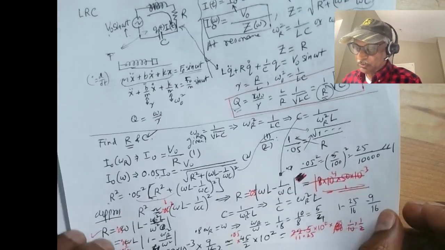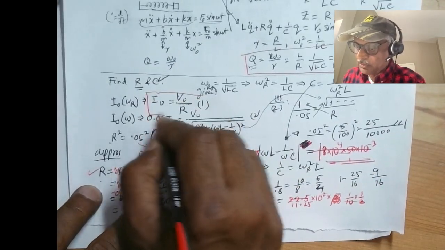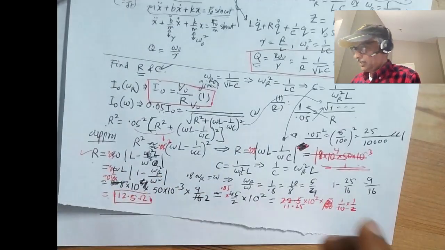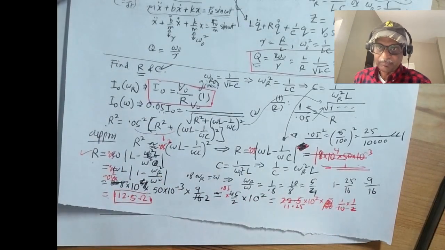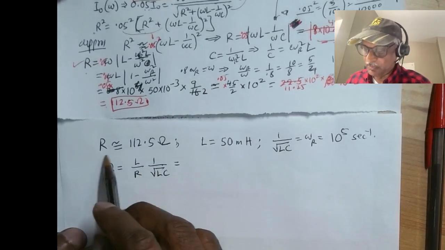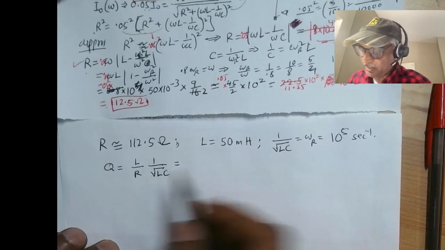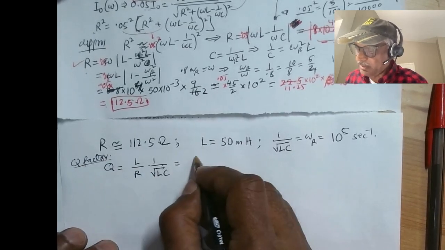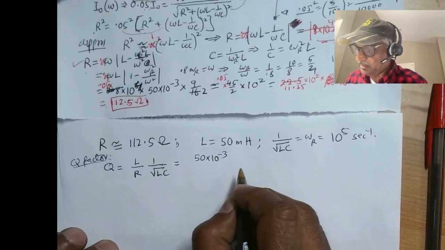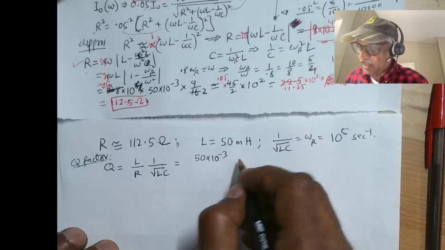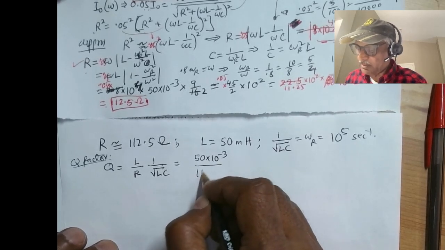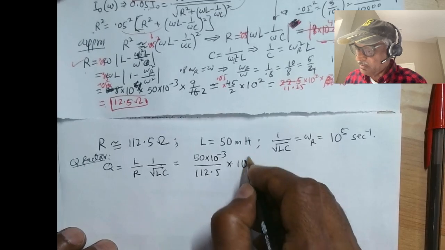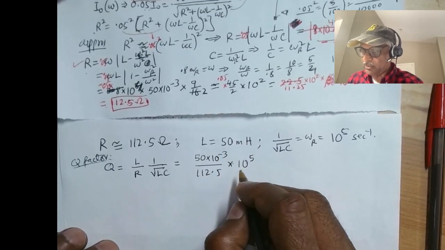and also to find I0. So we have all these tools now. Let me go and get another piece of paper. Okay, so just to recap, we got this. I'm on a Q factor. Q factor will be this, and so 50 times 10 to the minus 3. This is millihenry, and R is 112.5, and 1/square root of LC is 10 to the power 5, and all in the SI units.